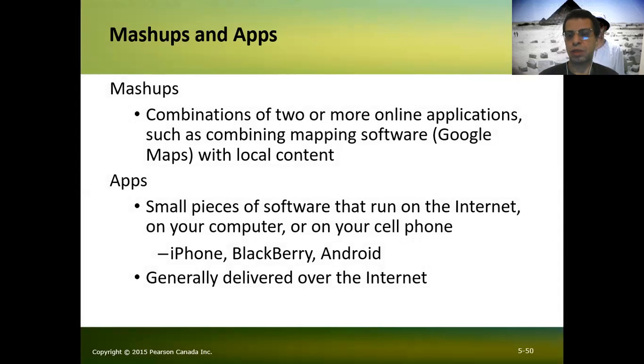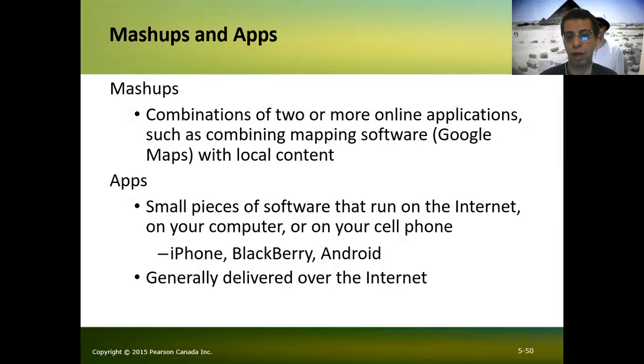And then you have something called mashups and apps. A mashup is a combination of two or more online applications, like Google Maps, which is a combination of mapping software with local content. Locally they use cars capturing local content for Google Maps.